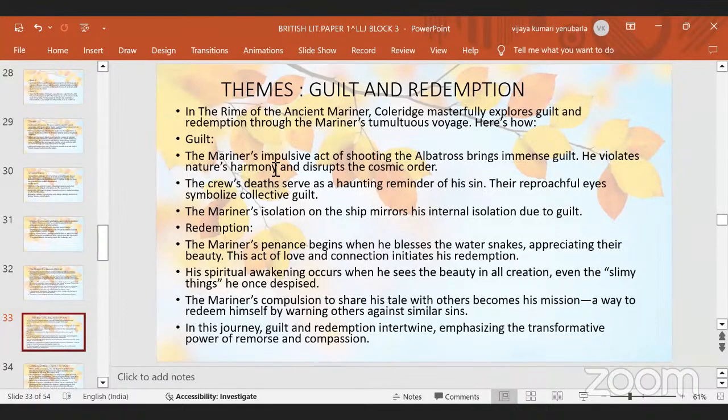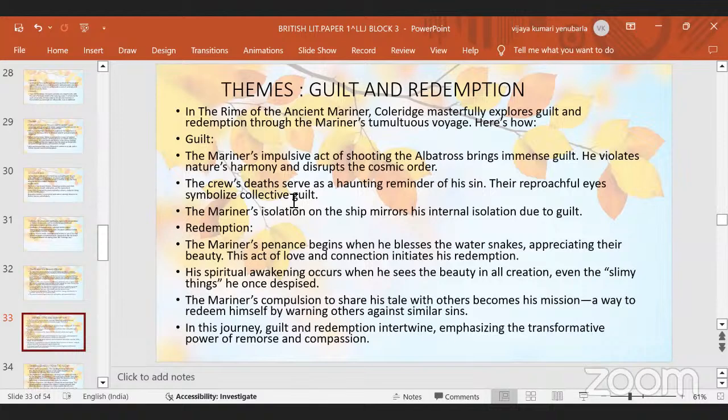Guilt. The mariner's impulsive act of shooting the albatross brings immense guilt. He violates nature's harmony and disturbs the cosmic order. Without any reason, he killed that bird. That means that is a sin. So you cannot disturb, you cannot violate an order given by nature as well as God.